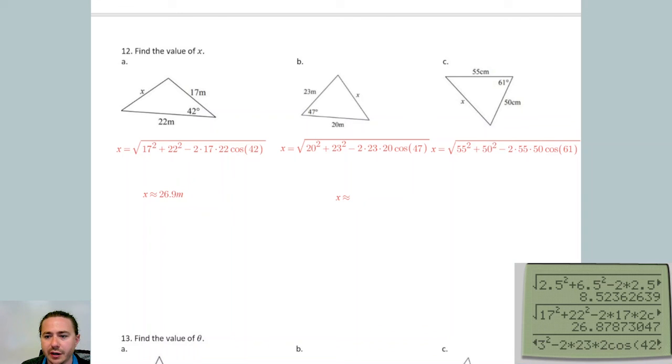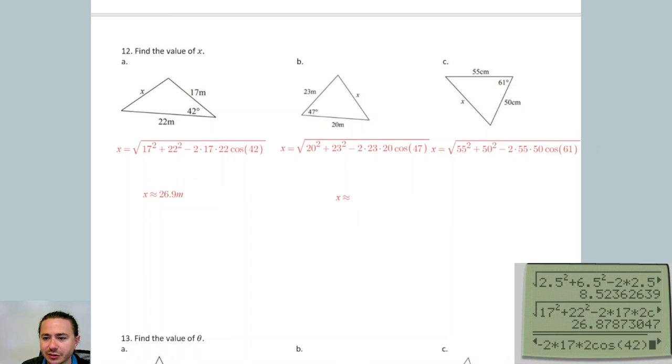I didn't have the 2 in there. Gosh, dang it. Wow, this calculator is just killing me. Let's review this. Whoa, whoa, whoa. What happened there? Okay, let's double check our work here. I'm missing a 2 there.